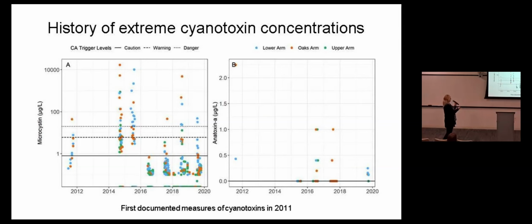So we have the CCHAB trigger levels that Stephen showed in the previous talk. Anything above this line gets a caution posting, anything above this dashed line is a warning, and anything above this dotted line is a danger. This is on a log scale, and that is 10,000 micrograms per liter. So there are observations orders of magnitude greater than the danger level in this system. There are also observations of another cyanotoxin called anatoxin-A, much less frequent. This is a microcystin-dominated system.